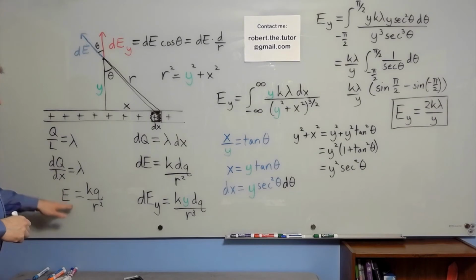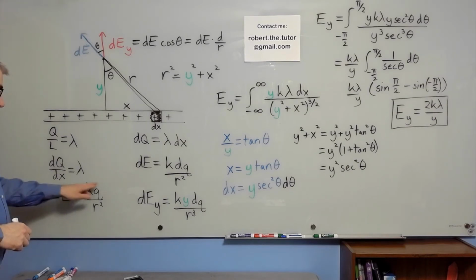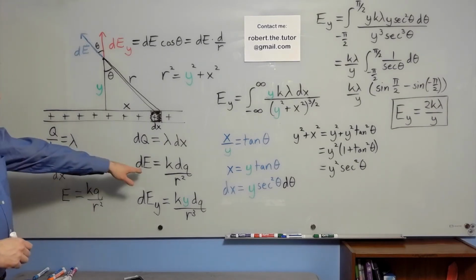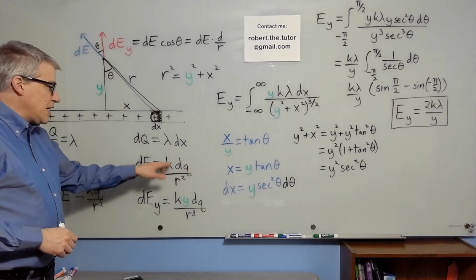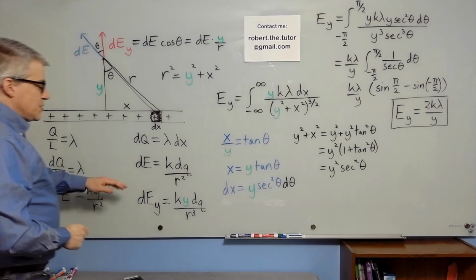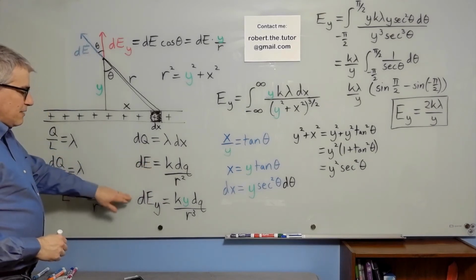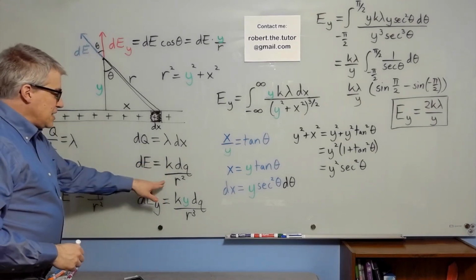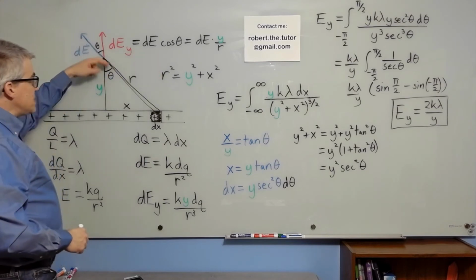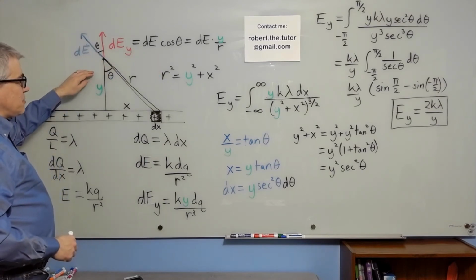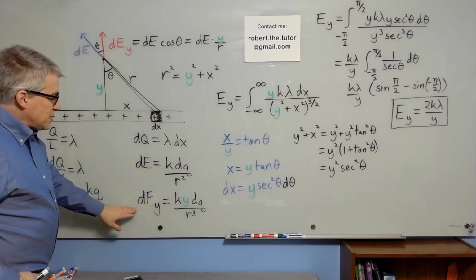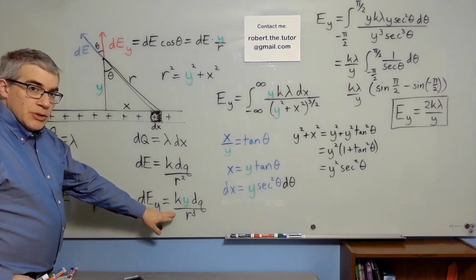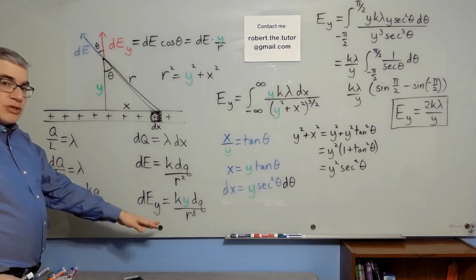Meanwhile, the electric field of a point charge is kq over r squared. So the infinitesimal electric field of an infinitesimal charge, dE, would be k dq over r squared. To get the y component of that, we have to multiply the dE by the cosine of this angle. And the cosine of this angle can be written in different ways, and one way is y over r. So if we put that in there, that's our expression for dEy. So to get the electric field, we need to integrate that.